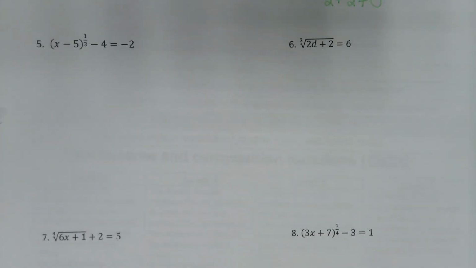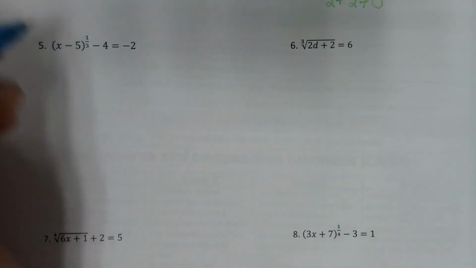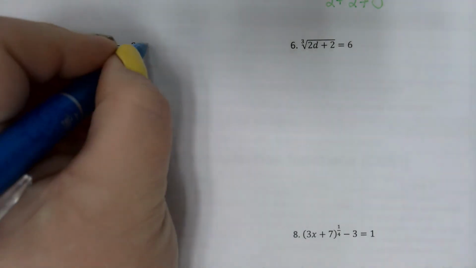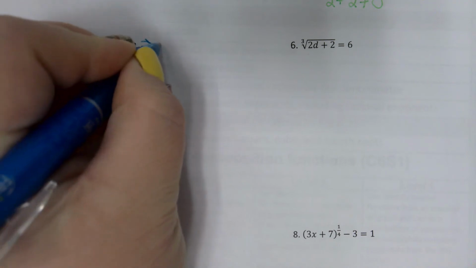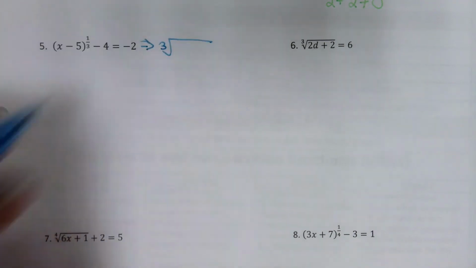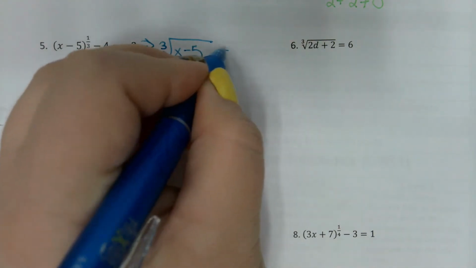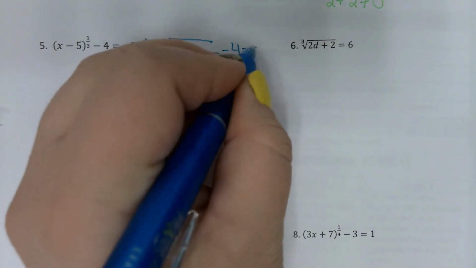Let's try some cubed roots. Number 5. Again, we can change that over into radical form if that's what you're more comfortable with. And if you did, it would look like this. We'd have the cubed root of x minus 5 minus 4 equals negative 2.